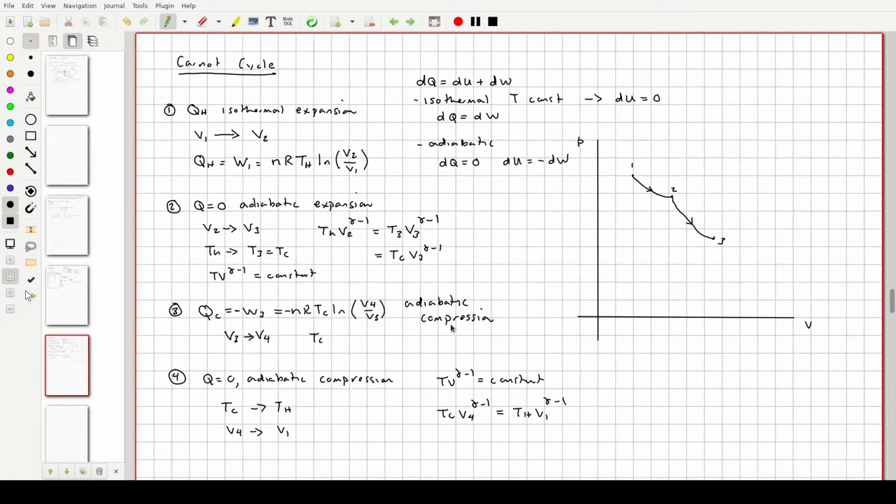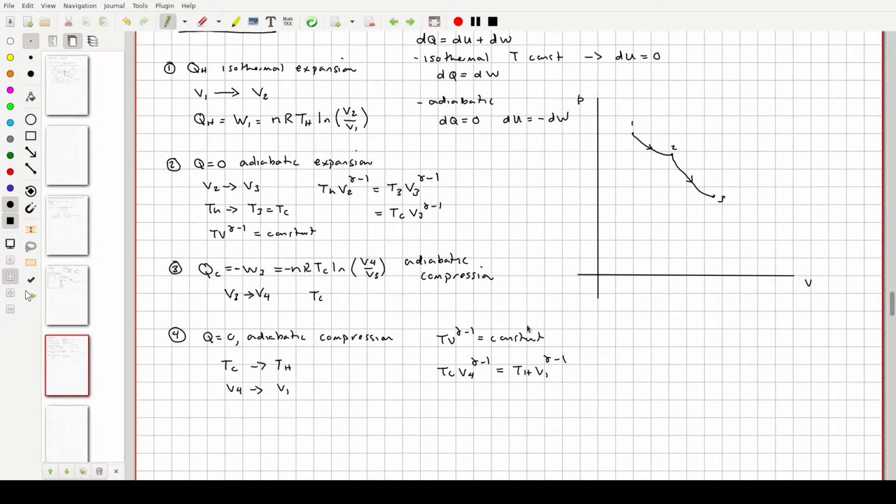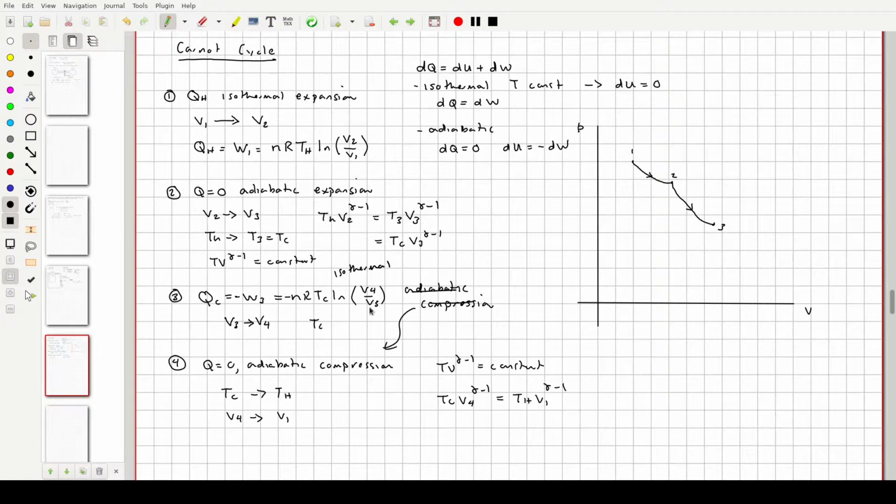Now 3 is compression. This should be adiabatic compression. I don't know why I put this. This is isothermal. Sorry about that. Anyway, this is isothermal compression.